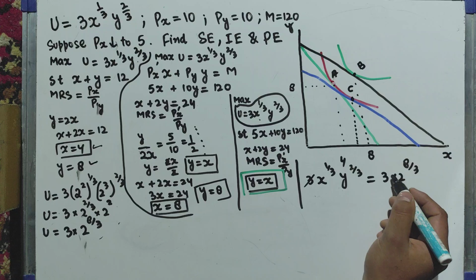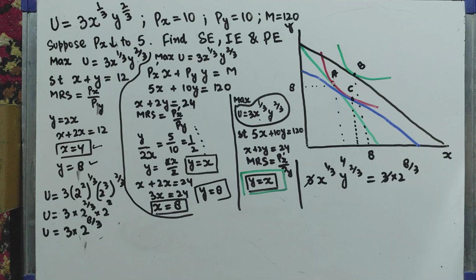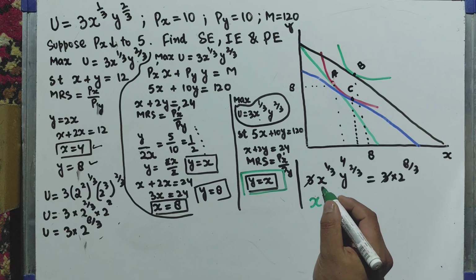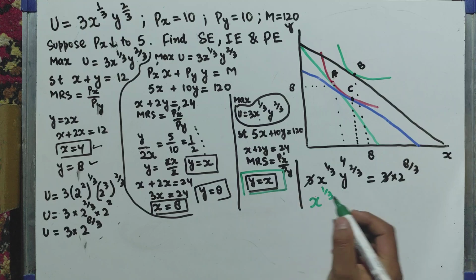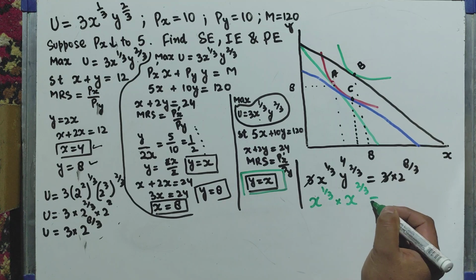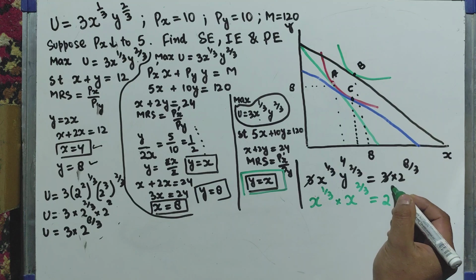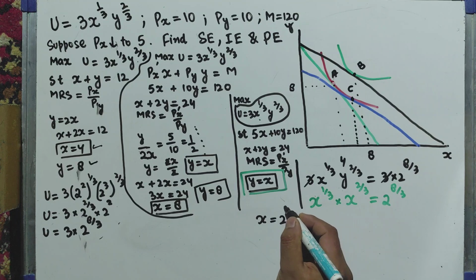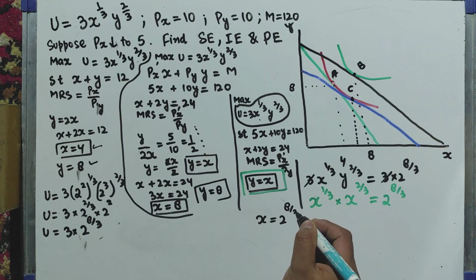Here 3 and 3 get cancelled, but we know that y is equal to x. Plug the value of y is equal to x here, so we get x raised power 1 upon 3. In place of y we have again x, so we have x raised power 2 upon 3 should be equal to 2 raised power 8 upon 3. Bases are same, we can add up the exponents. So 1 upon 3 plus 2 upon 3 becomes 1. So we will get x is equal to 2 raised power 8 upon 3.